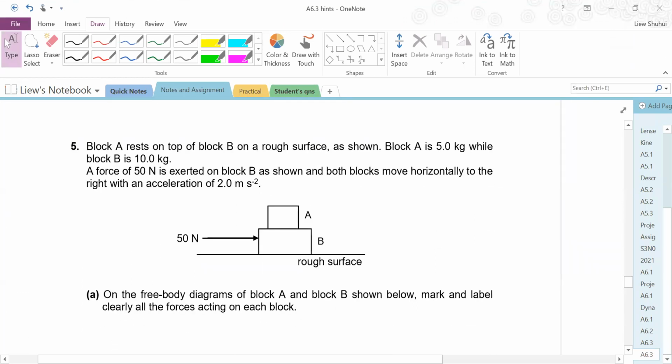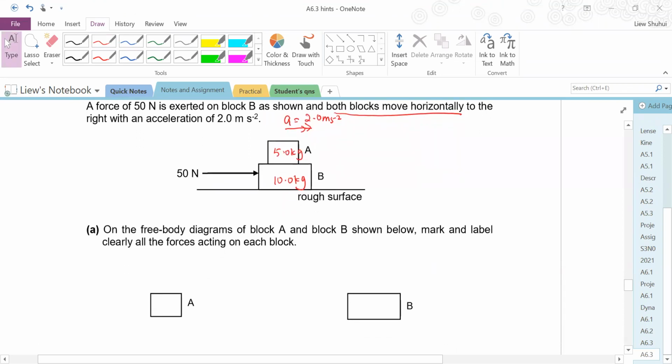Okay, question 5. Block A rests on top of block B on a rough surface. The moment you see rough, take note that there should be friction in this question. Block A is 5 kg, while block B is 10 kg. You have a force of 50 newtons exerted on block B, and both blocks move horizontally to the right. They have a common acceleration of 2.0 meters per second squared.